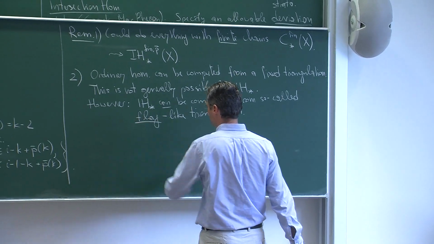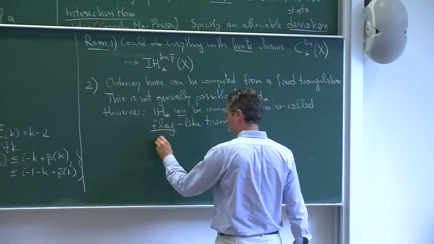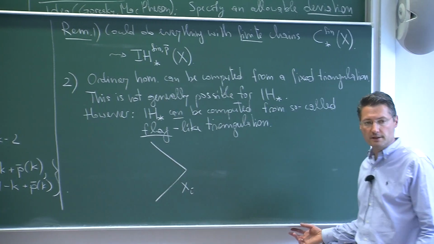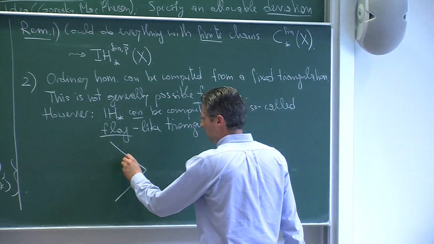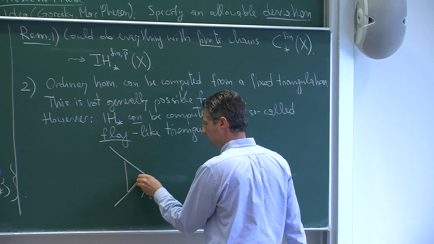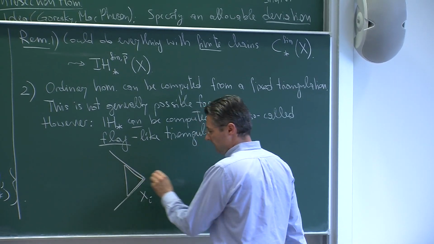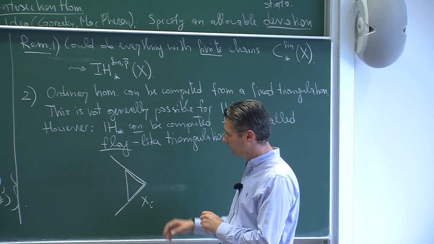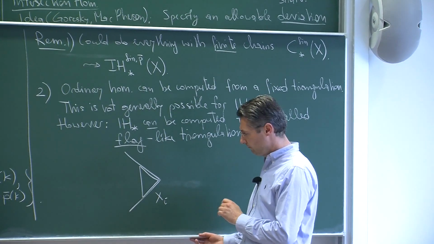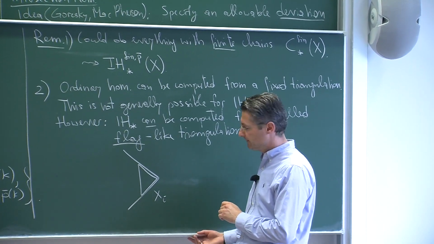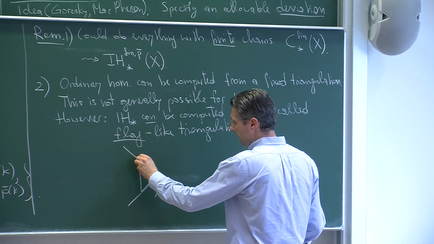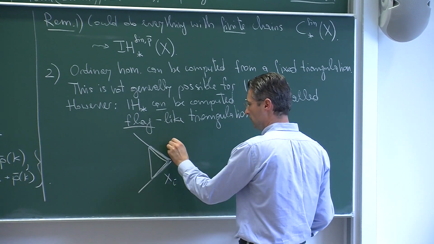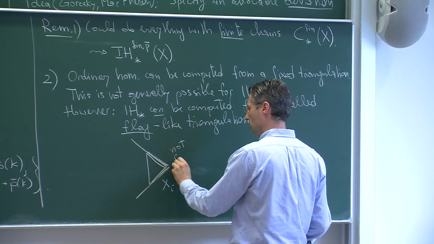And flag-like means that so suppose this is a stratum, Xi. Now, whenever you have a simplex, that simplex should intersect a stratum at most in one face, right? And so here in this picture, it intersects it in two different faces. So this would not be flag-like, not flag-like.